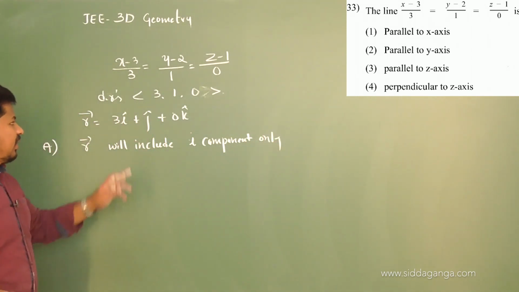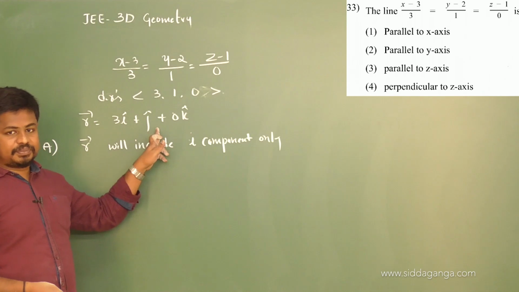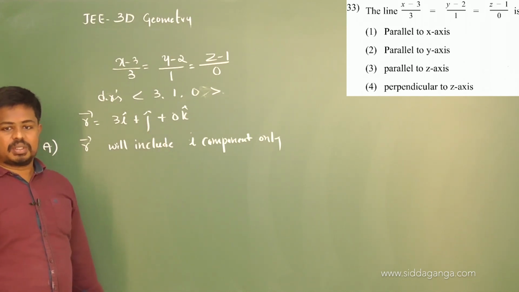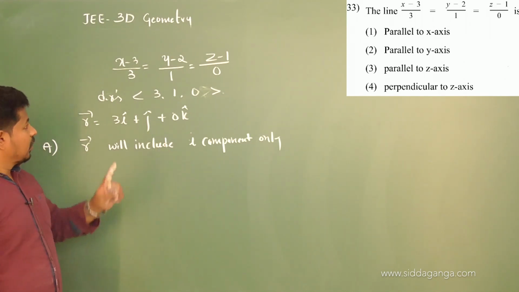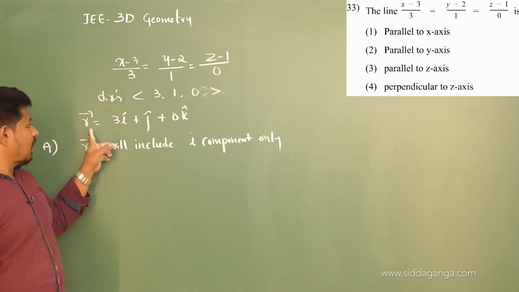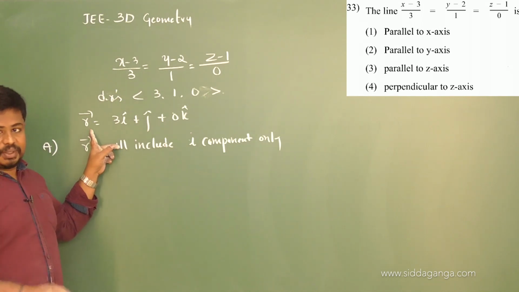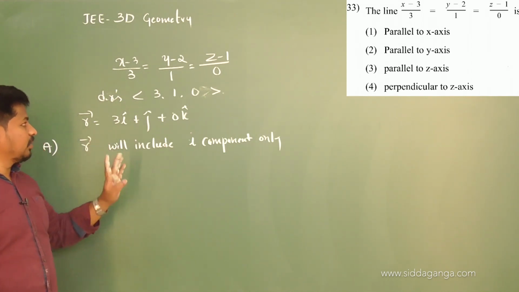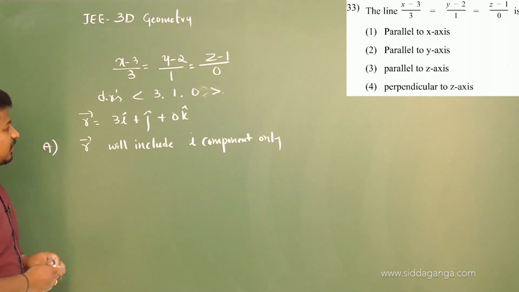Only I component, but here we have I as well as j. Therefore, the first option is not correct. It's very important: whenever the line is parallel to x axis, the R vector has only I component. Here we have I as well as j component, so the first option is wrong.